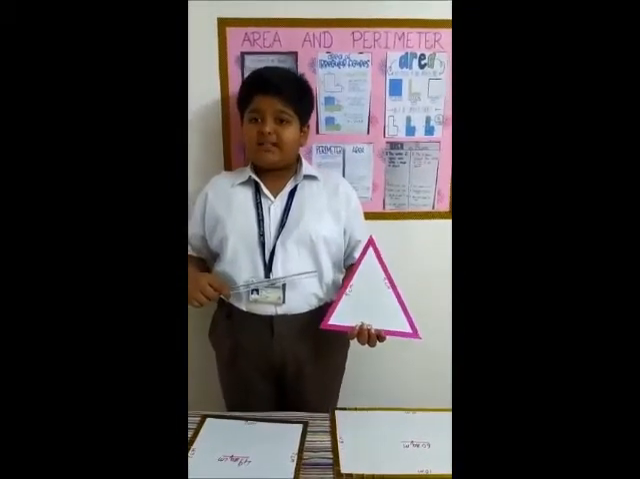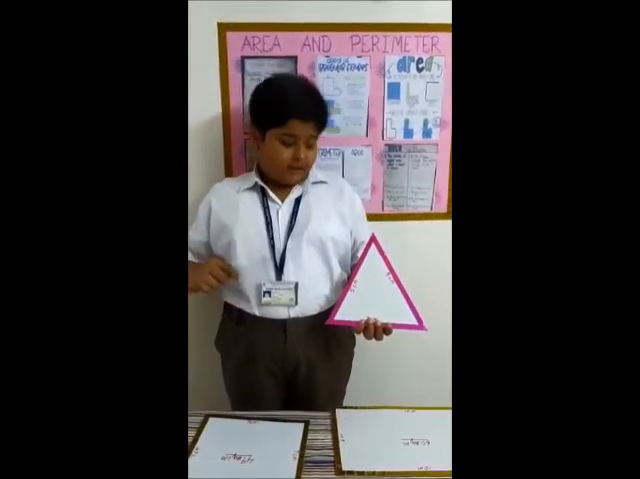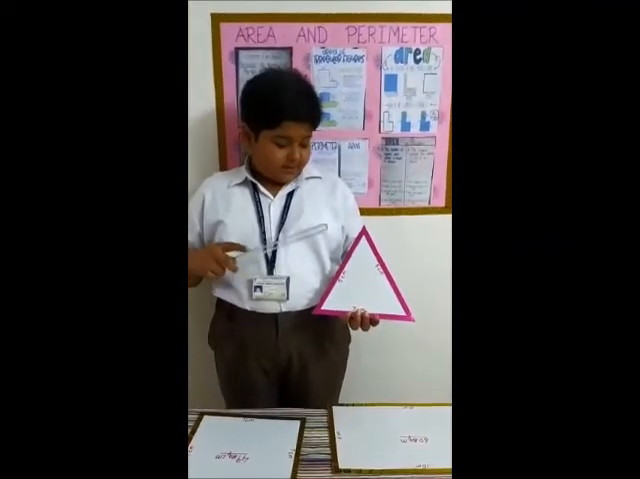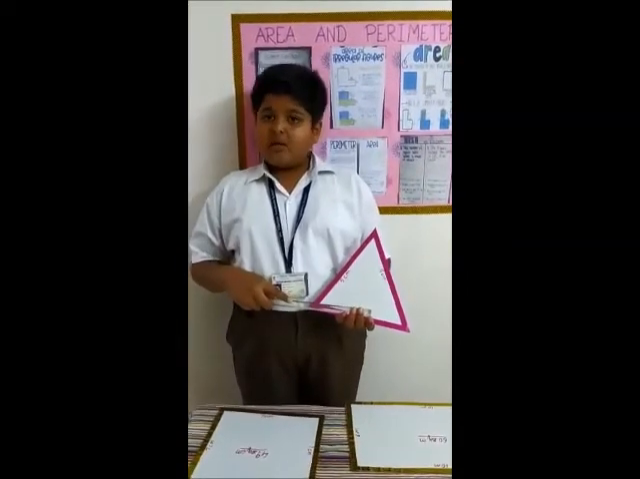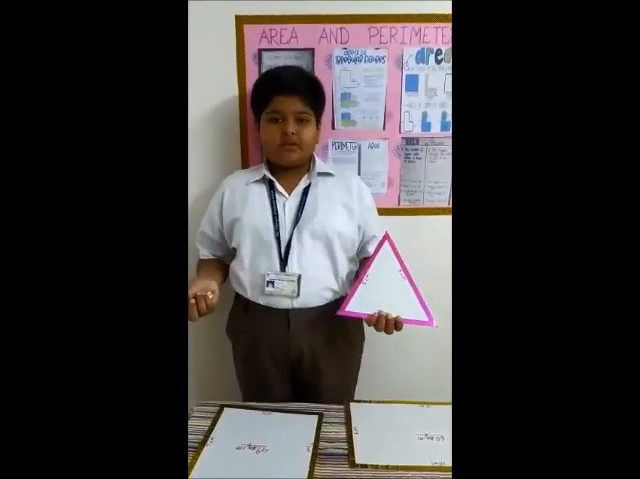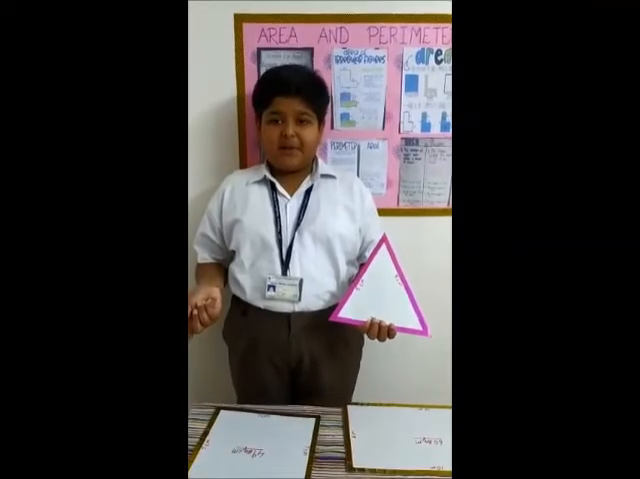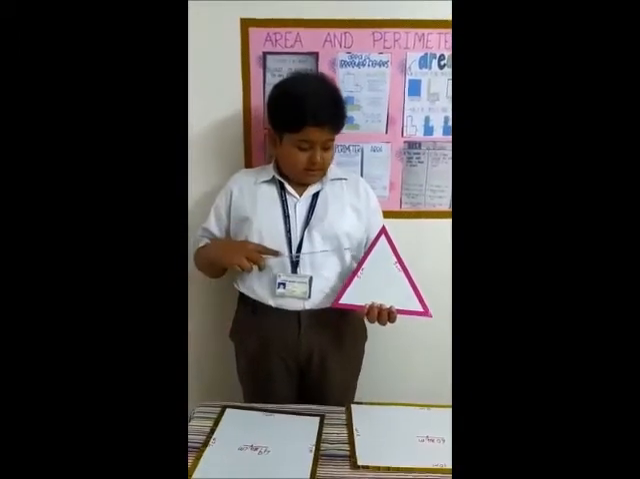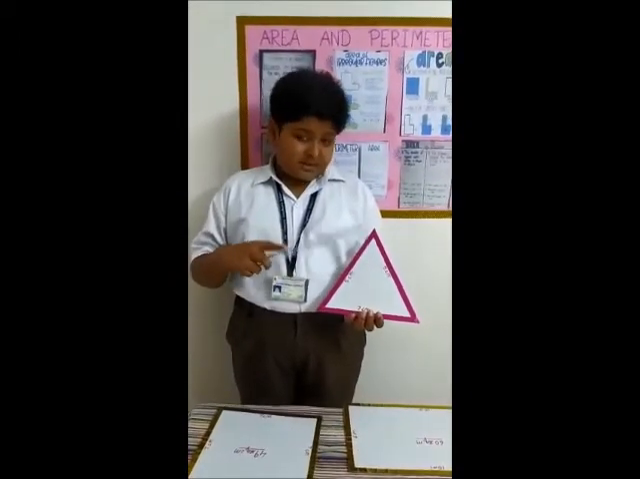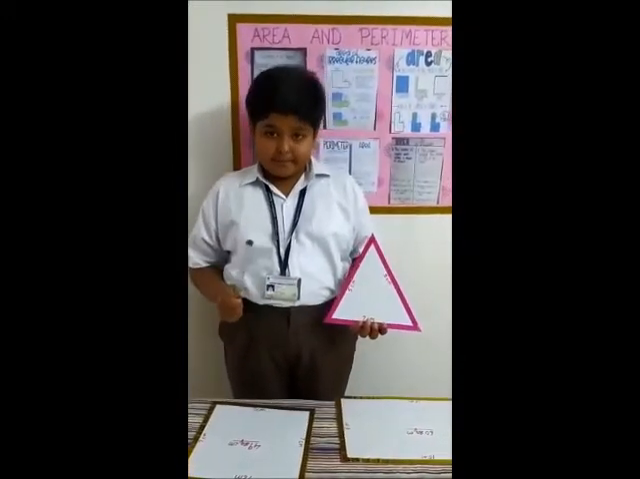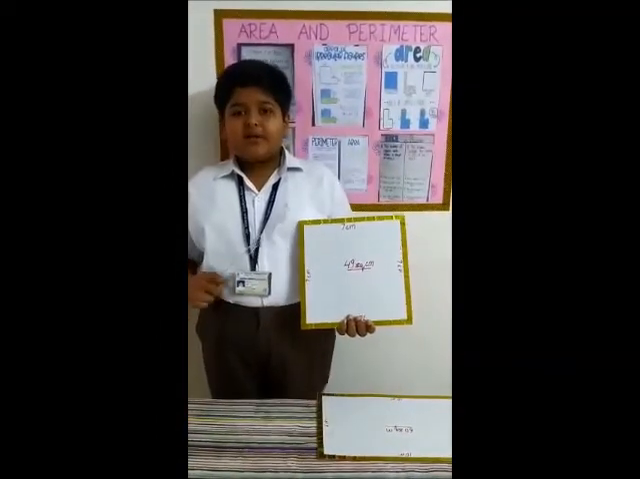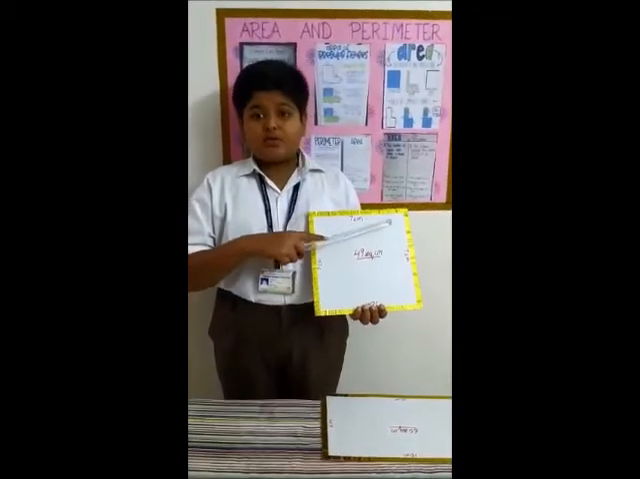Now you have to answer me what will be the perimeter of this triangle when its measurements are 5 cm, 5 cm and 7 cm. Simple, we have to just add up all the sides to find the perimeter, that is 5 plus 5 plus 7, which is equal to 17 cm, right? Now we will move on to area. What is area? It is the measurement of the region enclosed by the closed figure.